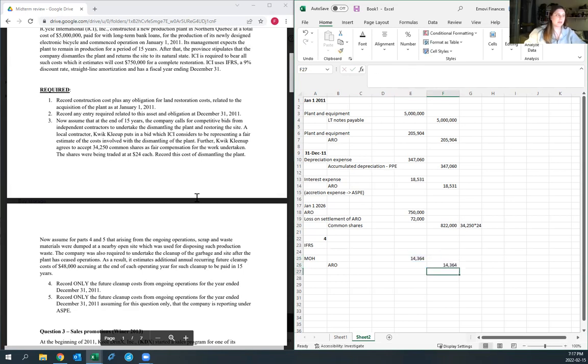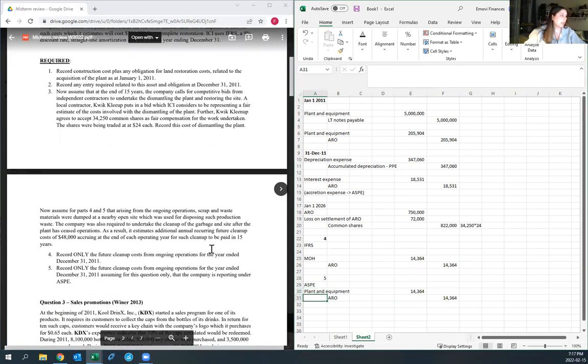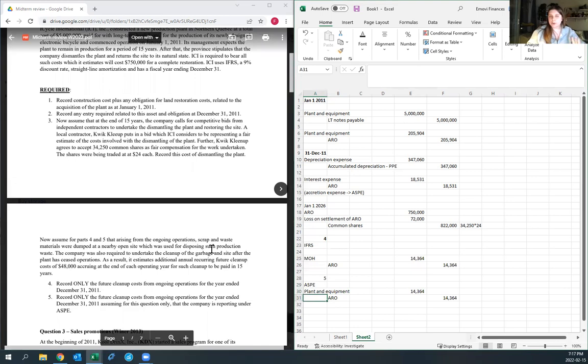And same thing here. And for requirement 5 under ASPE, same transaction, same amount, except for the debit account that is now plant and equipment. And that's it for question 2.